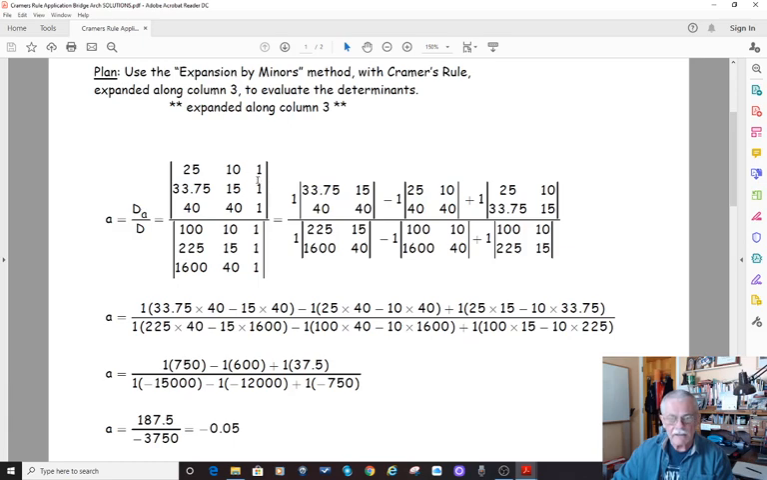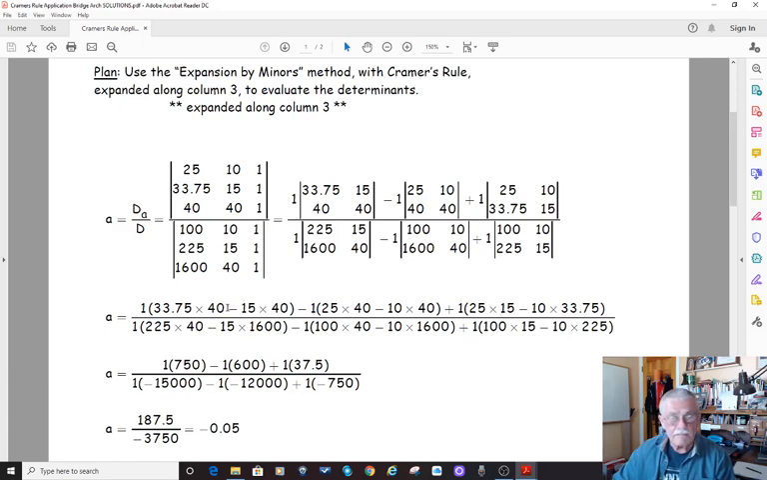And if we go down to this element here, we look at the minor, you get 25, 10, 40, and 40. Good. We go down here, we eliminate the third row and the third column, we get 25, 10, 33.75, and 15. And we work these out the same way. Yes, I did type all this out, so here we go. 33.75 times 40 minus 15 times 40. 25 times 40 minus 40 times 40. 25 times 15 minus 10 times 33.75. Then you've got to work these out.